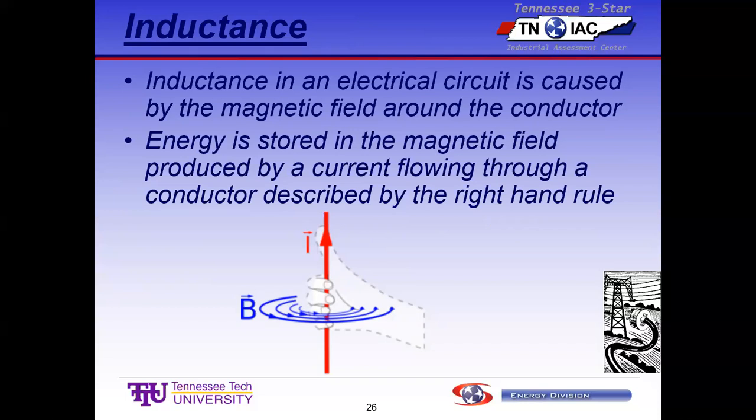But it's okay. So inductance in electrical circuits is caused by the magnetic field around the conductor. Energy is stored in the magnetic field produced by current flowing through a conductor, as described by the right-hand rule. So if you grab the wire, hopefully it's insulated, the way your fingers wrap is the direction of the magnetic field. If that current's going up, you wrap your hand around it, and that's the direction of the magnetic field. And that's energy. It takes energy to establish that field.